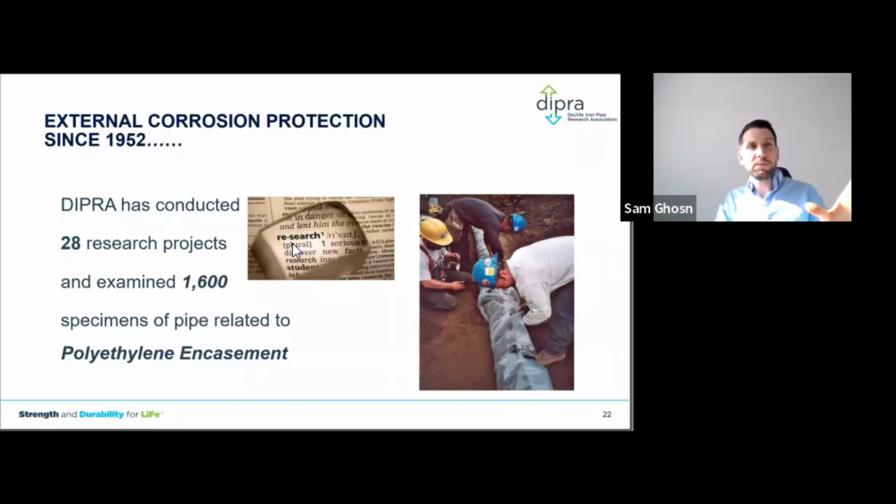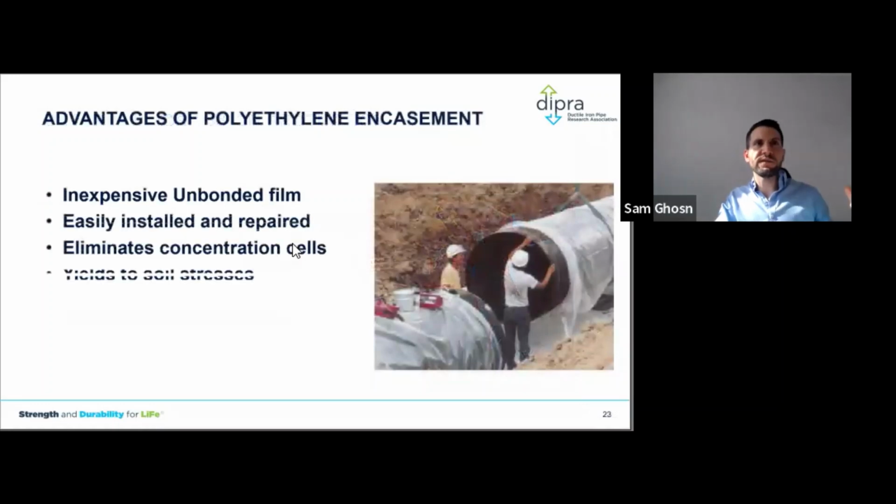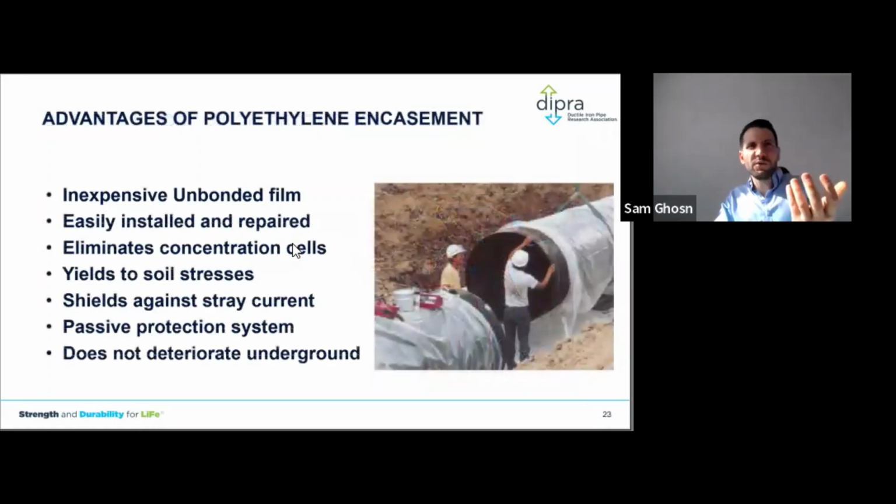So we learned a lot about polyethylene encasement. We examined over 1,600 specimens across the United States, so we understand the longevity and efficiency of those corrosion control systems. Why do we like it as an industry? Because it is inexpensive and is an unbonded coating on the pipe, so it does not create corrosion cells on the pipe.